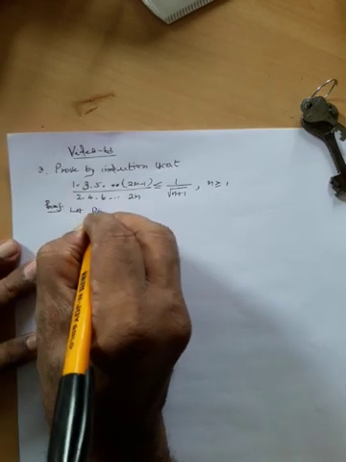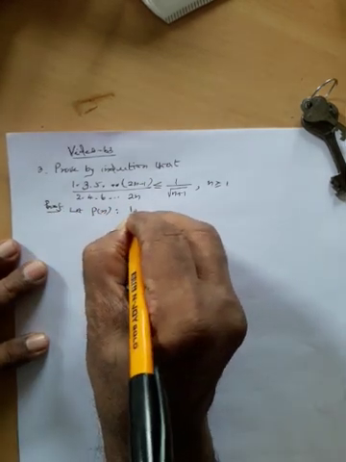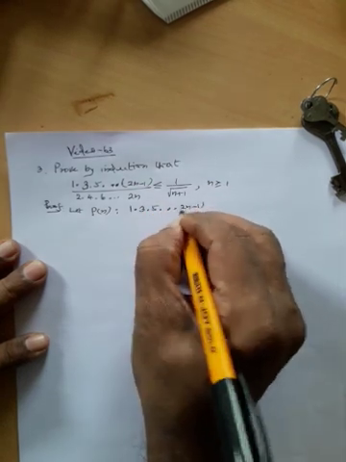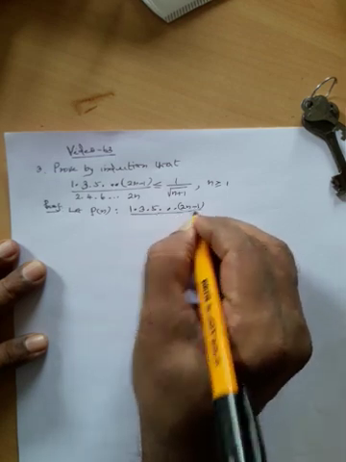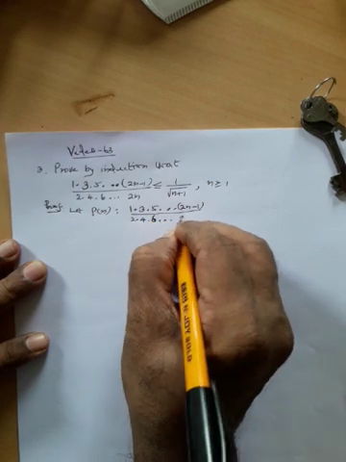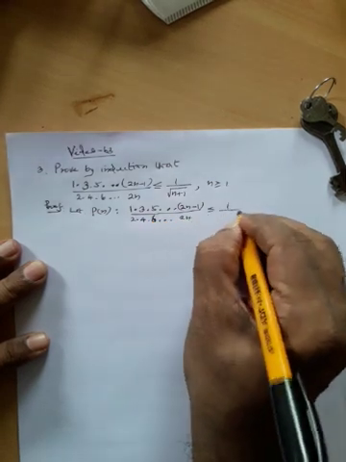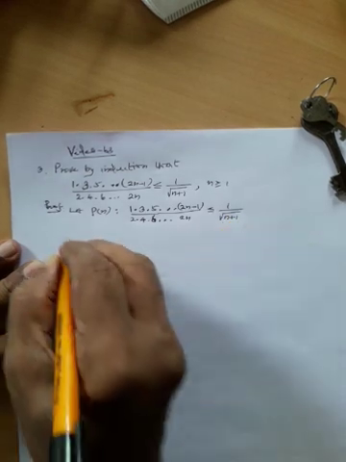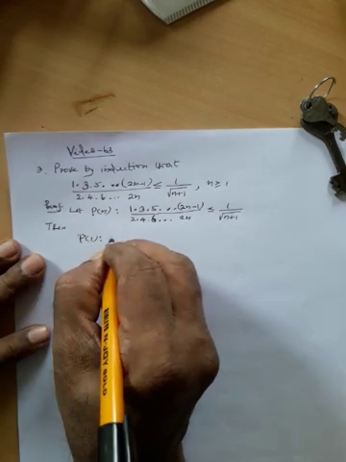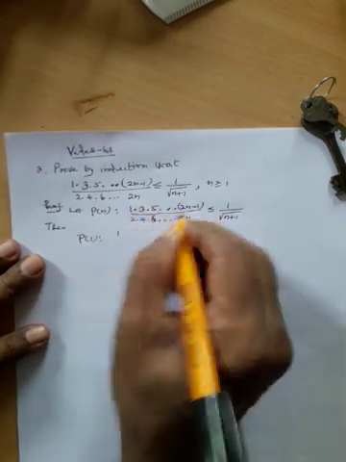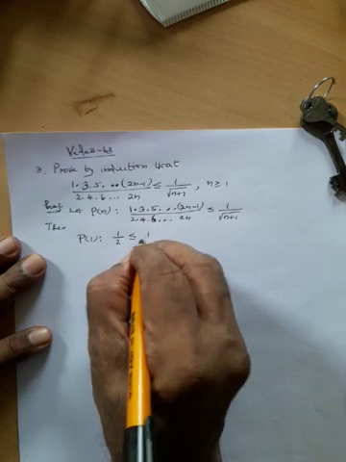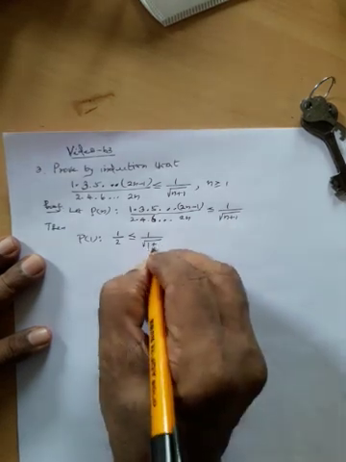Let P(n) be the statement 1 × 3 × 5 × ... × (2n − 1), the nth term, and then here you have 2, 4, 6, etc., 2n, is less than or equal to 1 / √(n + 1). Then P(1) is the statement: 1 only in the numerator, 2 in the denominator, less than or equal to 1 / √(1 + 1).